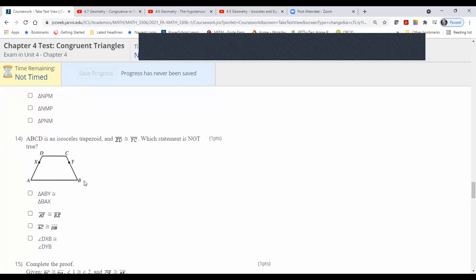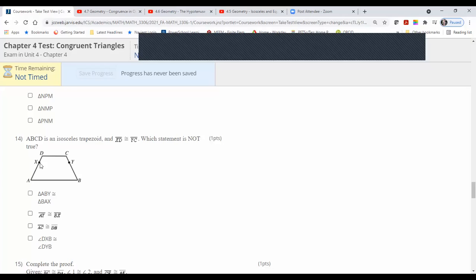APY will be congruent with BAX. APY congruent with BAX. You know, if you draw a line like this, you will have two triangles, right? I mean two triangles. Okay.